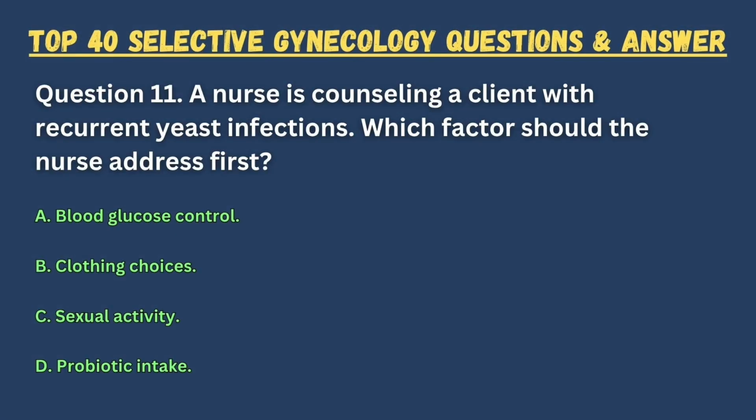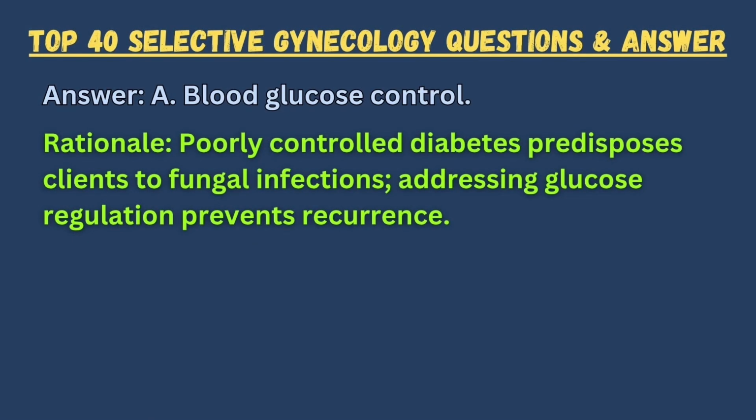Question 11. A nurse is counseling a client with recurrent yeast infections. Which factor should the nurse address first? A. Blood glucose control. B. Clothing choices. C. Sexual activity. D. Probiotic intake.